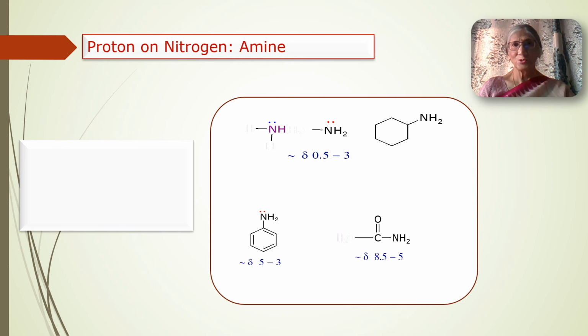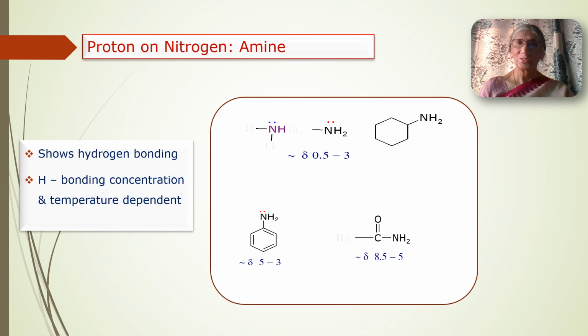Protons present on nitrogen are also de-shielded protons because of the electronegativity of nitrogen. In case of amines, the signal is seen between delta 0.5 to 3. Amines also show hydrogen bonding, and intermolecular hydrogen bonding is concentration dependent as in case of hydroxyl protons. Aniline shows the signal somewhere between 3 to 5 delta, and in case of amides, the signal is seen at delta 8.5 to 5 delta value.